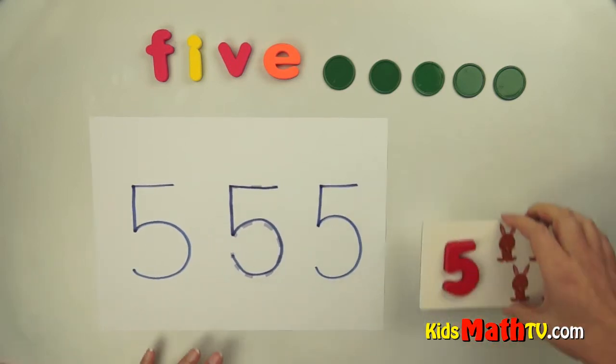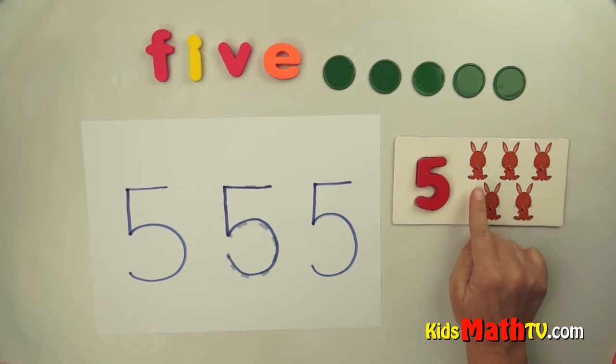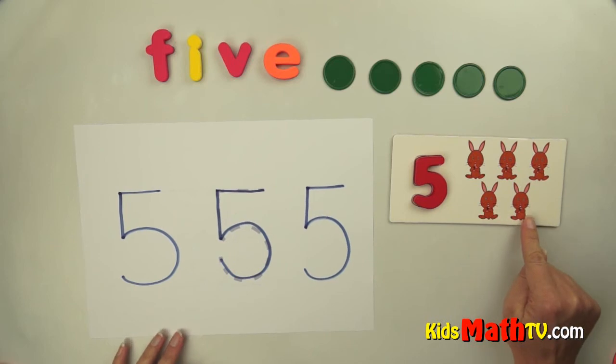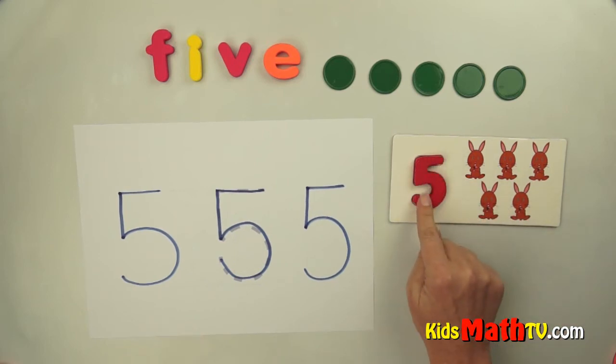Here's another example of 5. Here we have 5 rabbits. 1, 2, 3, 4, 5. 5. Here are some other examples.